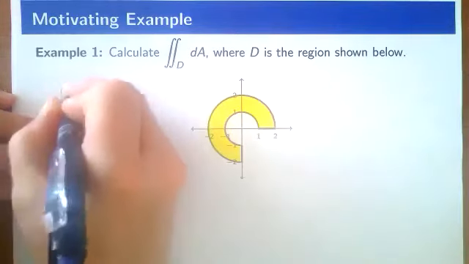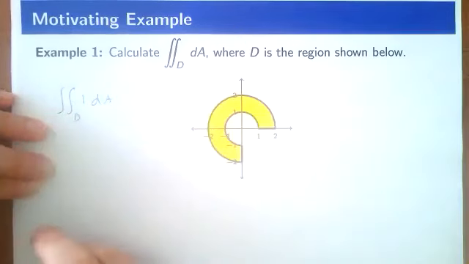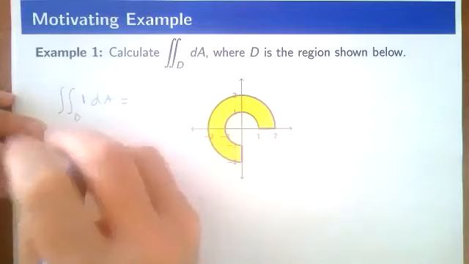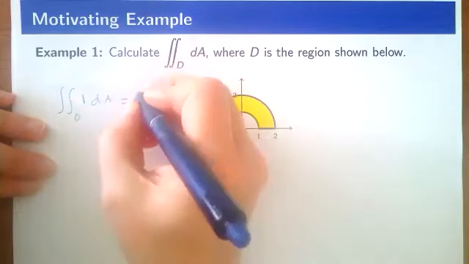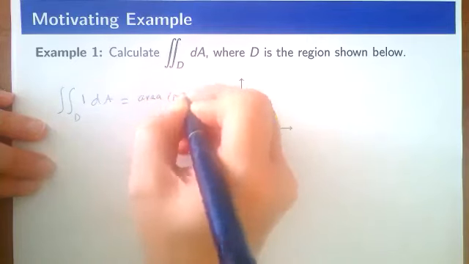When they talk about a double integral without an integrand, they mean the integrand is 1. The next thing is that the double integral of 1 dA is going to be equal to the area of D.